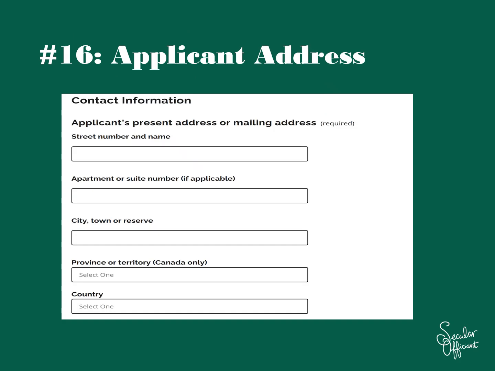Step 16 requires you to type in your current address. This includes the street number and name, the apartment number or suite number if applicable, the city, town, or reserve. If you live in Canada, you will include which province or territory you currently live in. The country will automatically indicate Canada when you select a province or territory. If you live outside of Canada, you can leave the province or territory box blank. You will then select the country that you live in.